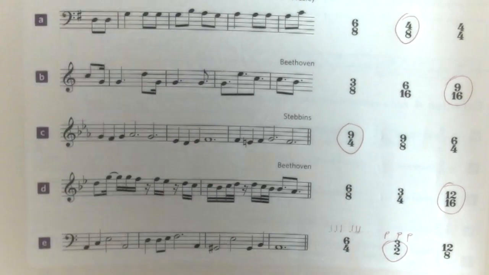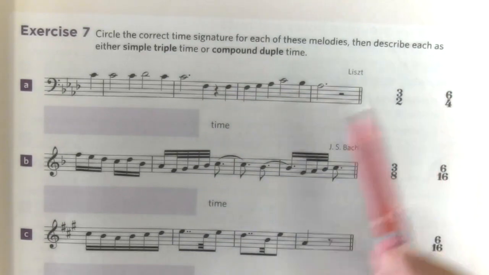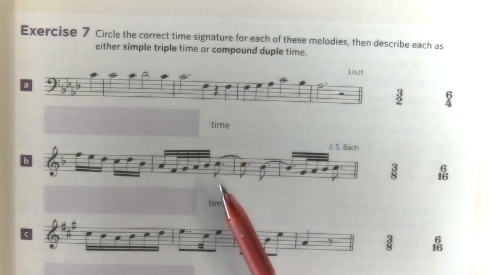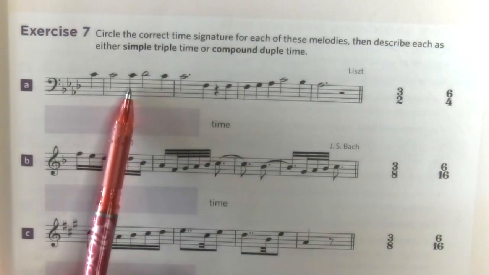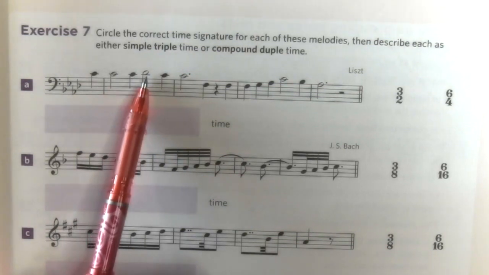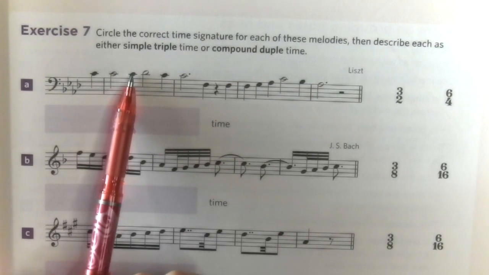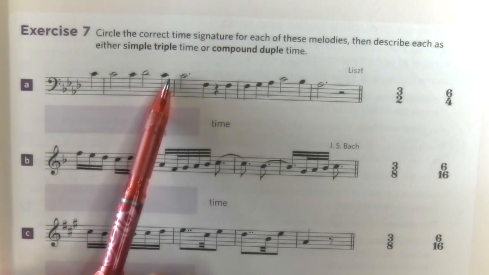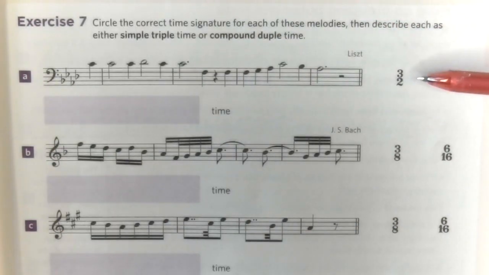Exercise 7. We need to circle the correct time signature and describe it too. Let's have a look. Is it simple or compound? I think it is compound. Look at here. 1, 2, 3, 1, 2, 3. What's the point in having 1, 2, 1, 2, 1, 2? It can't be, you see, they can't be merged like that. So we can't even consider it.